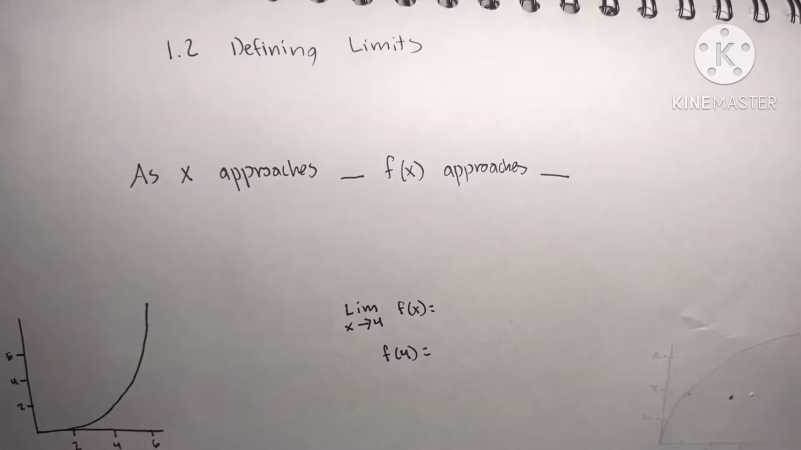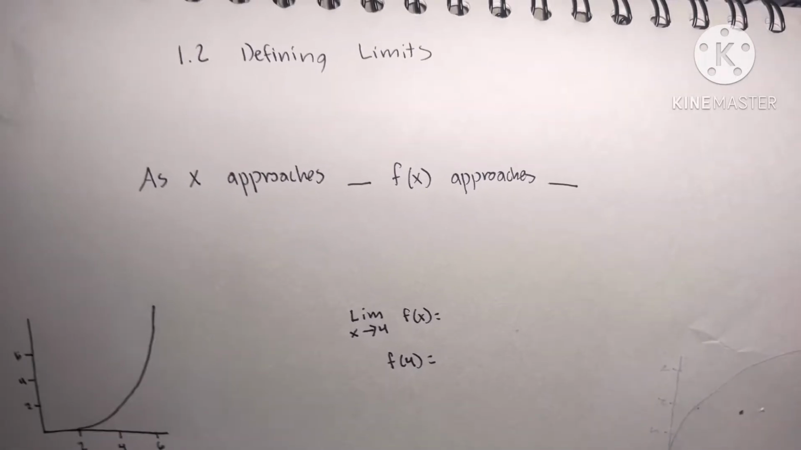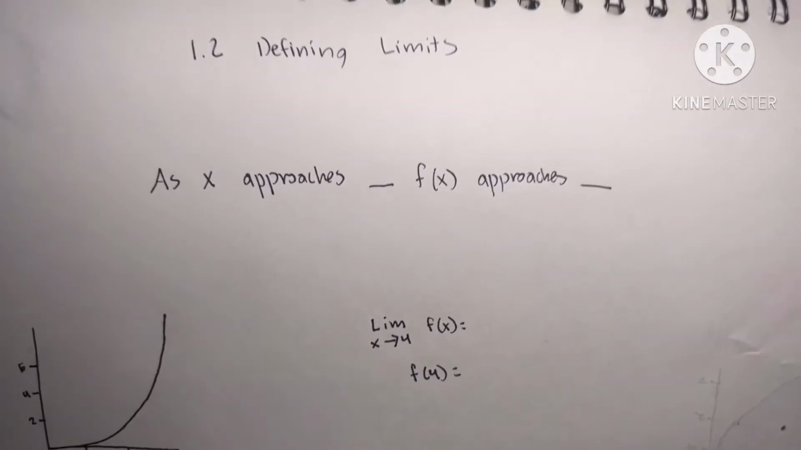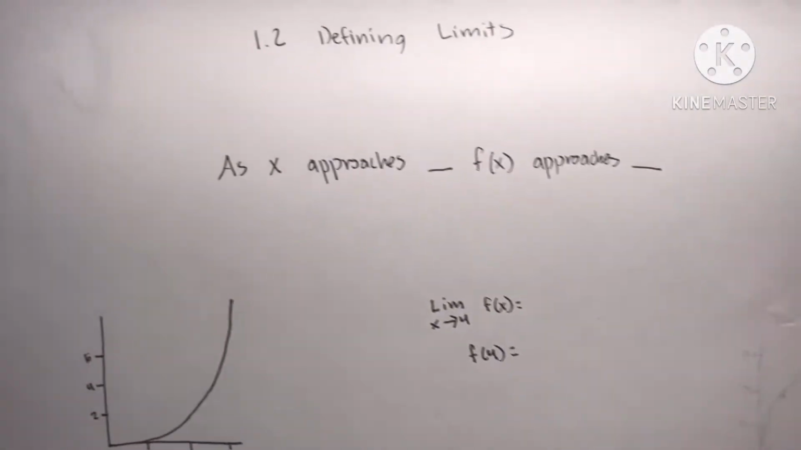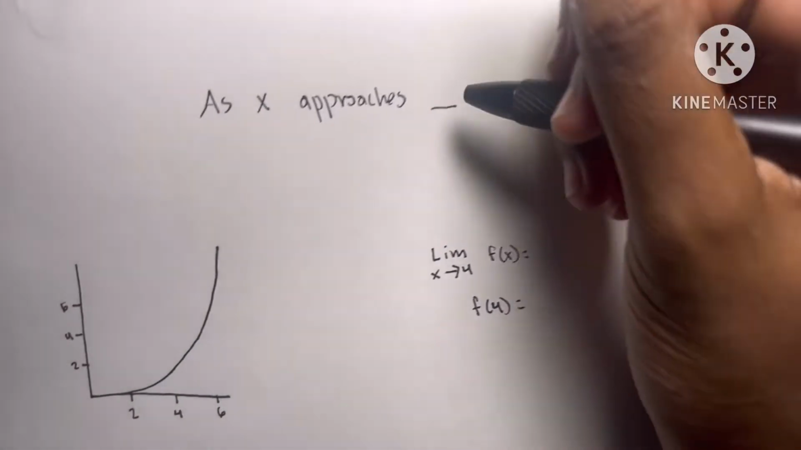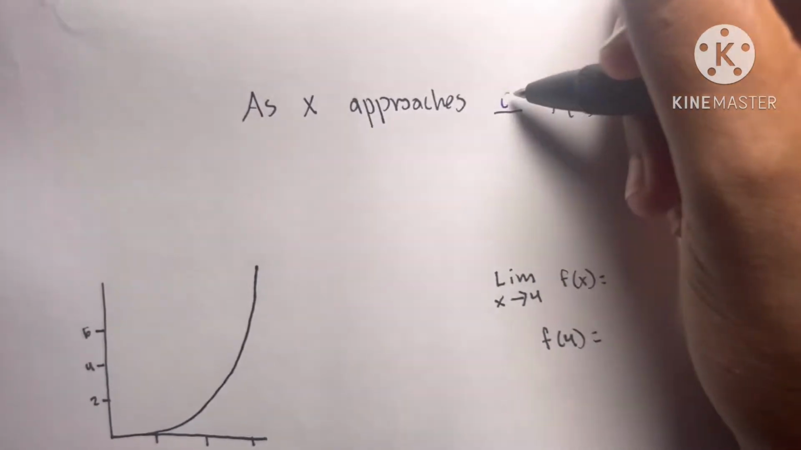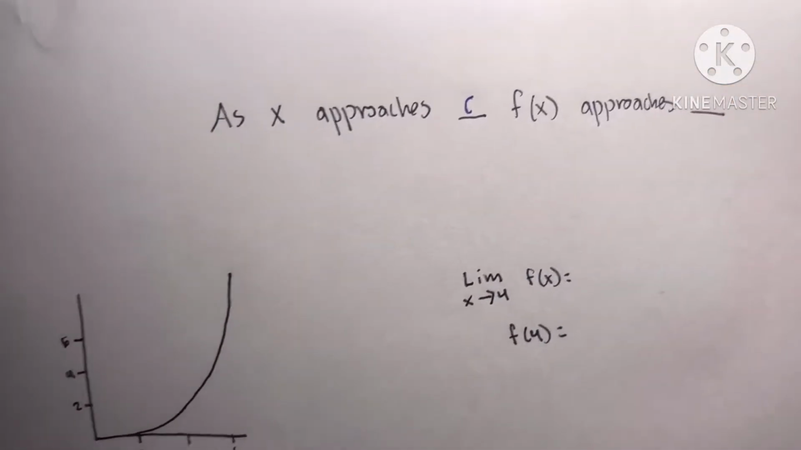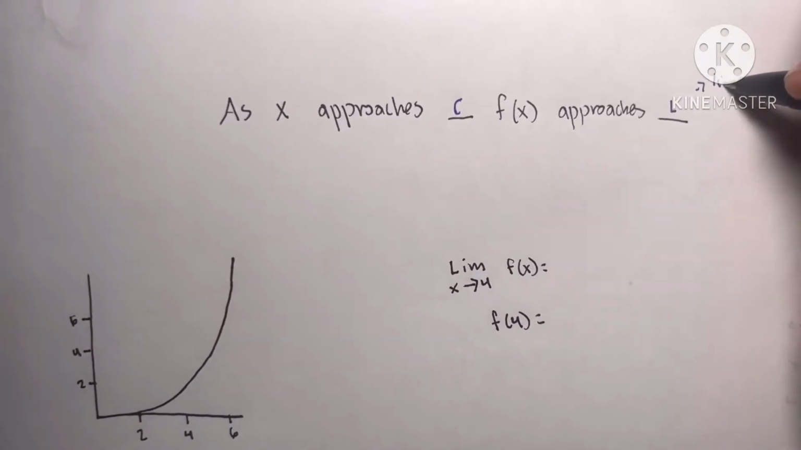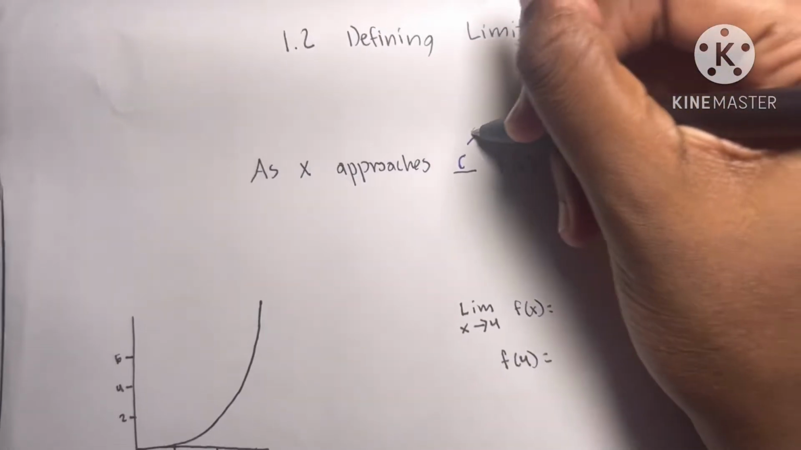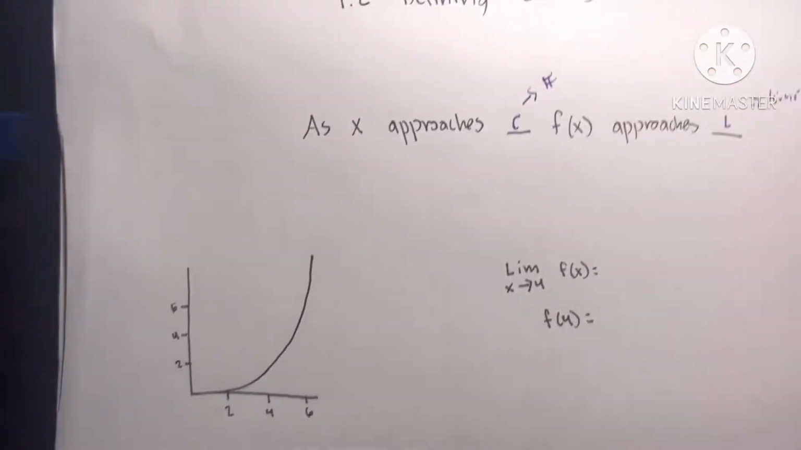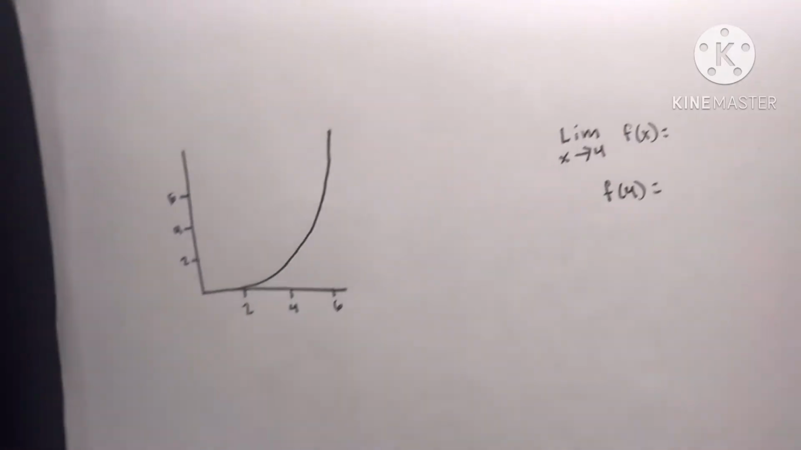Hi everybody, this will be 1.2, defining limits, and I will be discussing defining the limits. So let's get started into defining how a limit works. As x approaches c, f of x approaches L, which stands for the limit, and c is the number. Let's just say that. Now we're going to go straight into our example.